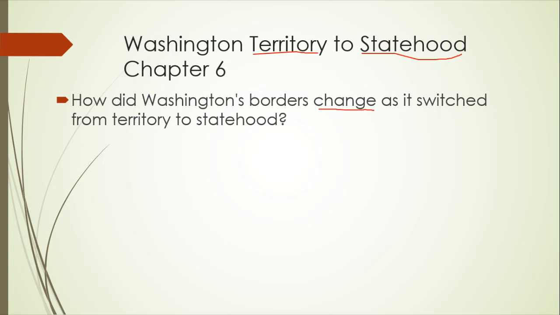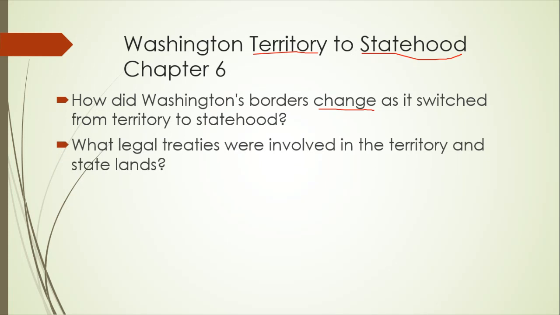So you should be able to tell the narrative. I should be able to ask you, hey, from Washington being a part of Oregon country to being a state, be specific. How did the borders change? What were the treaties involved? You should be able to answer that. Which brings me to number 2. What legal treaties were involved in the territory and state lands, right?